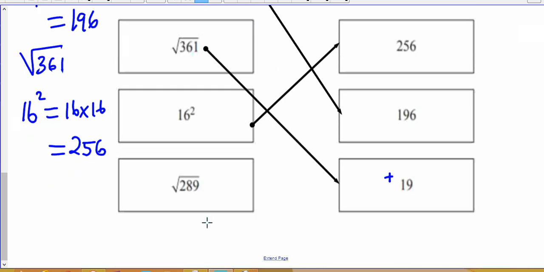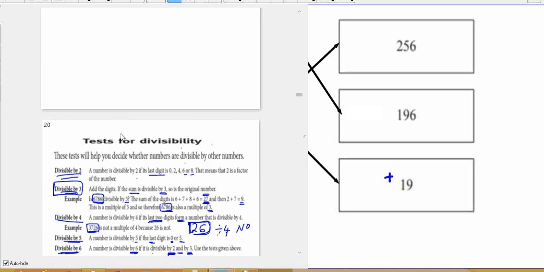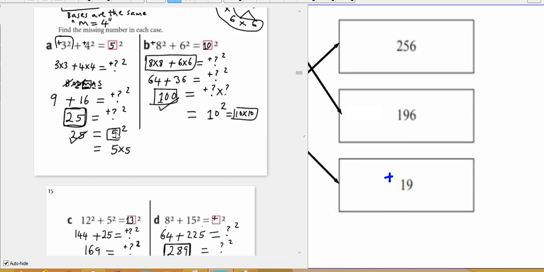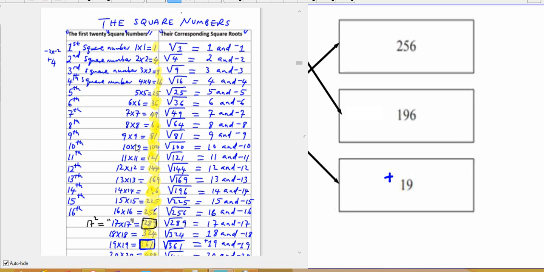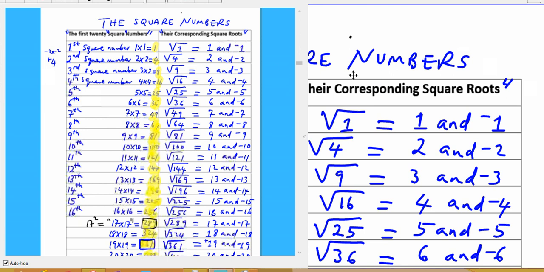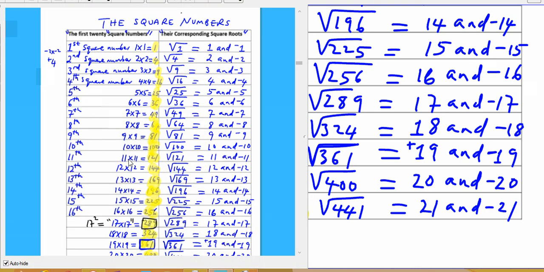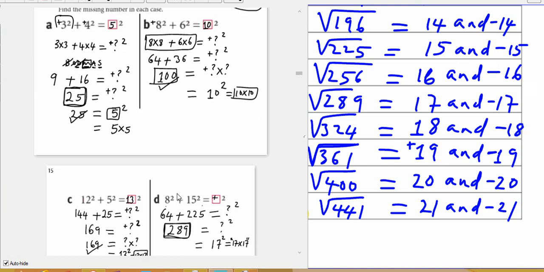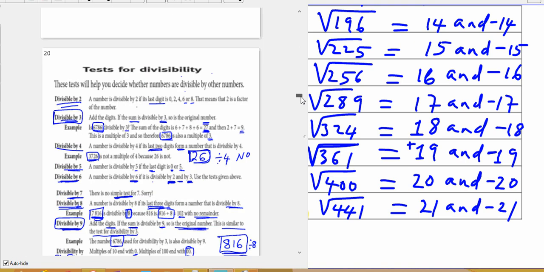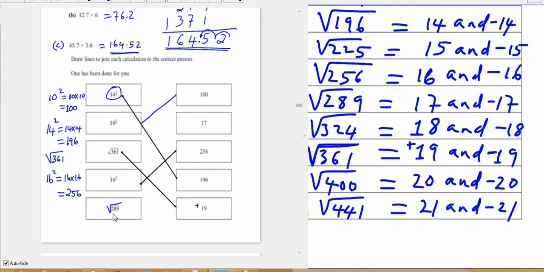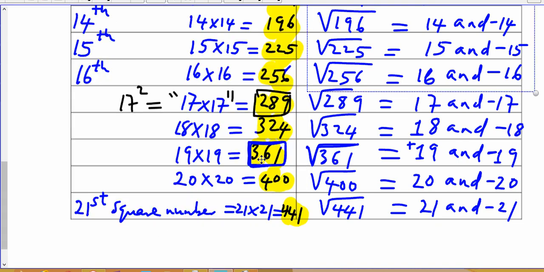Okay, how about square root of 289? Good. So what do we do? Let me take you to a list of square numbers that was discussed earlier. Okay. Here we go. The question was 289. Let me check properly. Yes, the question was 289. And 289 is here. It's a square number.